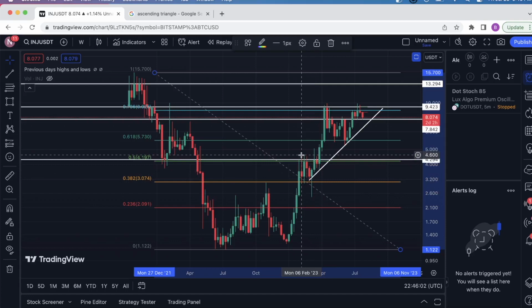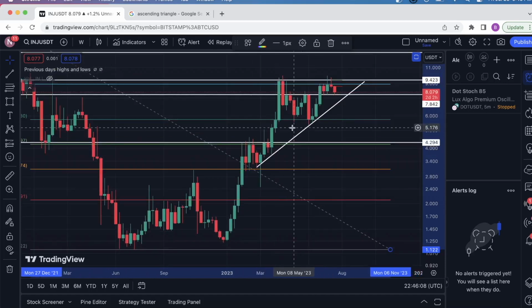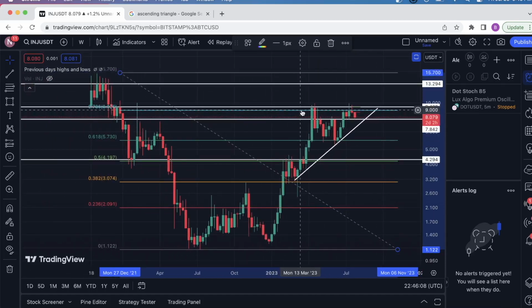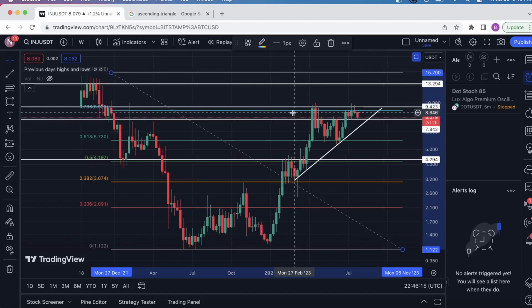We went from $4.60 all the way down to $2.50. So a big drop. And then we came up, we stalled a little bit at the 618. But now the level we're at is the big one, the 786. This is the important level to break, the 786 and this horizontal trendline resistance level.